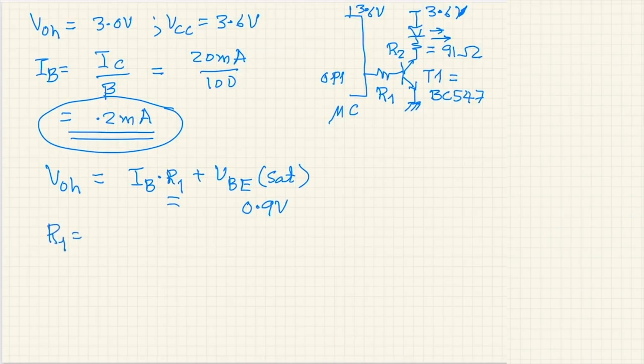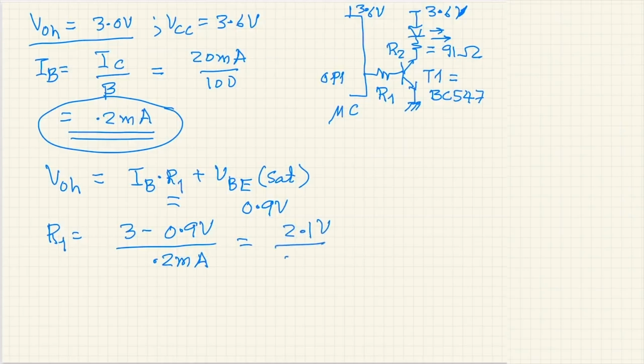Therefore, R1 is equal to VOH, which we have estimated to be 3 volts, minus 0.9 volts, divided by the base current, which in this case is 0.2 milliampere. So this calculation shows 2.1 volts divided by 0.2 milliampere, and therefore the value of the resistor turns out to be approximately 10 kilo ohm.